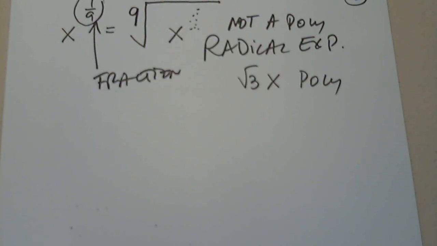So in a polynomial, x can have powers from 0 to you name it, but they all have to be positive integers. Good, moving on. So this is not a polynomial. Good, moving on.